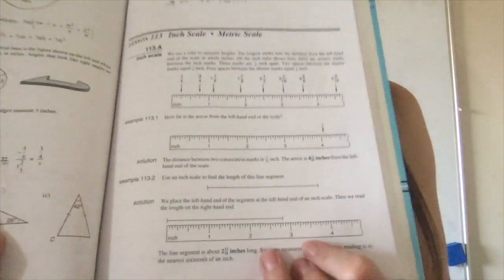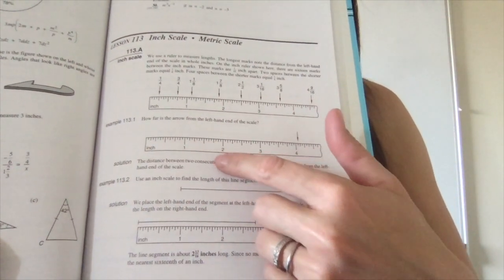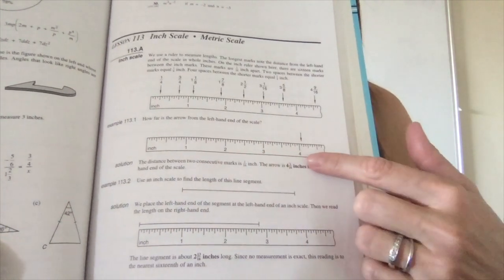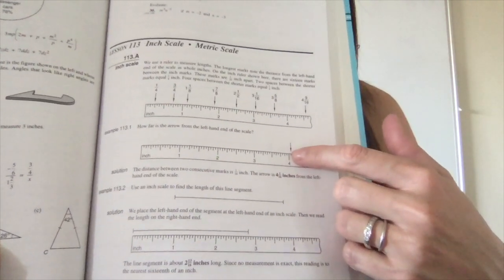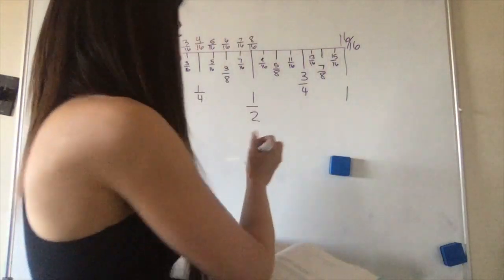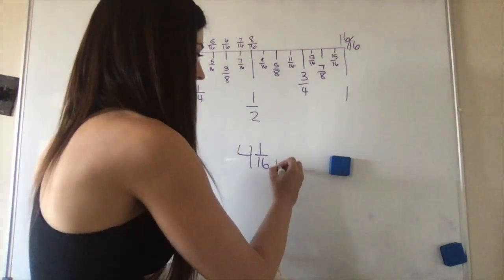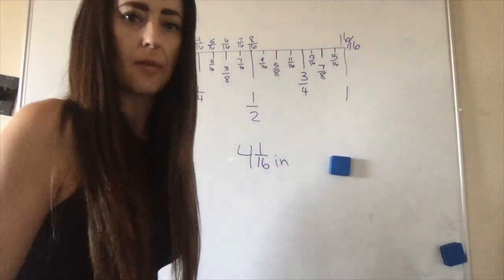So if you look at this ruler, it goes from the beginning, 1, 2, 3, 4 inches, and then it's 1 tick mark past the 4, which is 1/16 of an inch. So the answer would be 4 and 1/16. And then because we're using measurements, it has to have a unit with it.